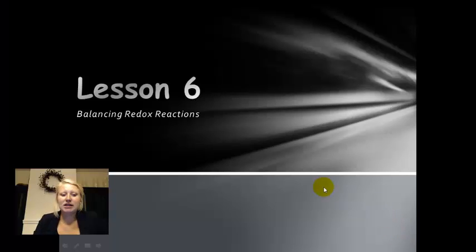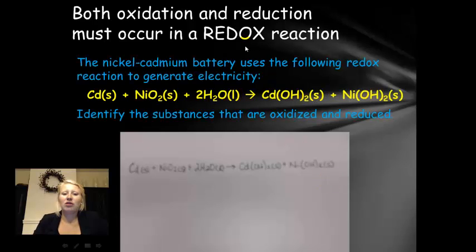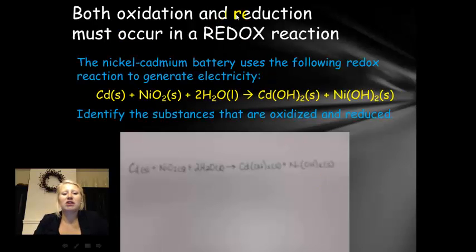This is lesson 6, balancing redox reactions. So both oxidation and reduction must occur in order for a reaction to be a redox reaction. Here's an example. The nickel-cadmium battery uses the following redox reaction to generate electricity.